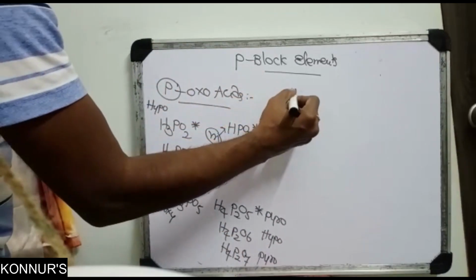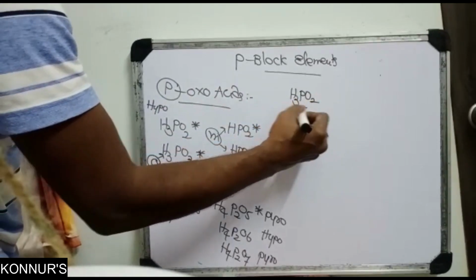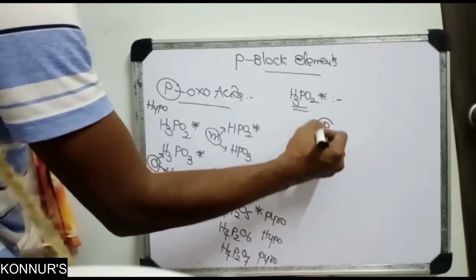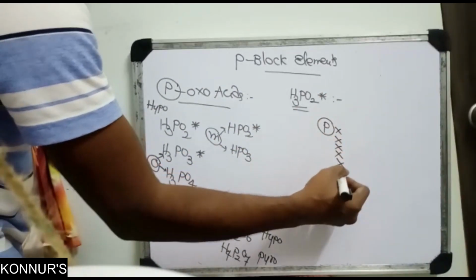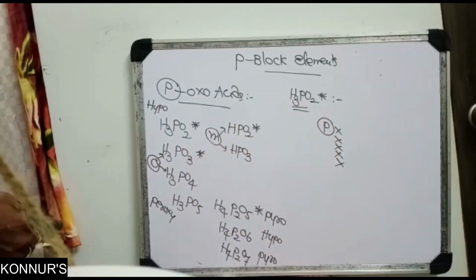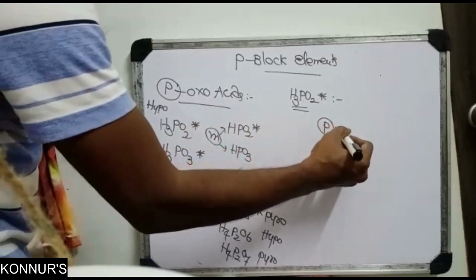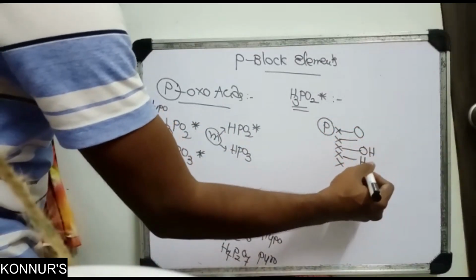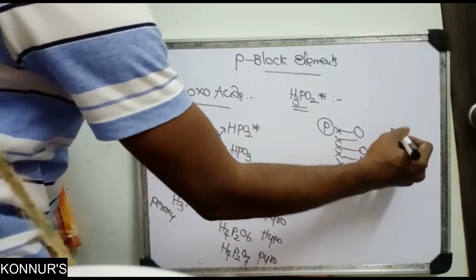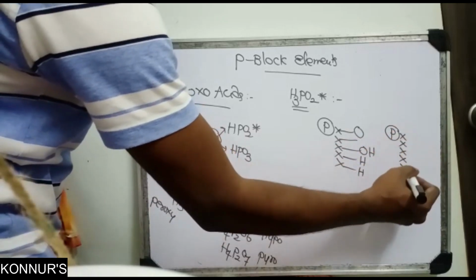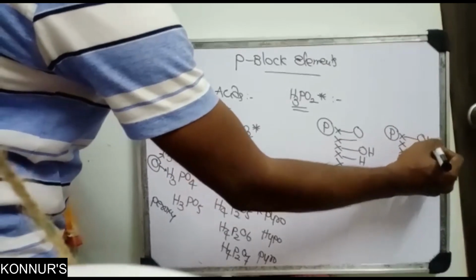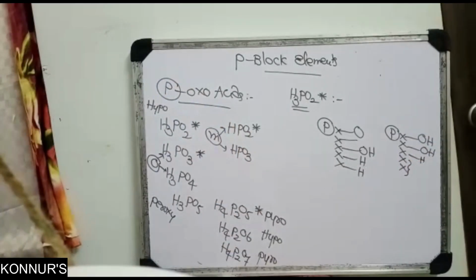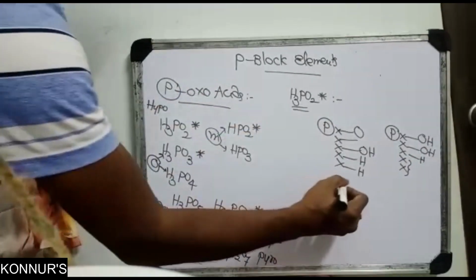If you look at the structures, H3PO2 is an 'ous' acid, so more than one structure is possible. Phosphorus 1, 2, 3, 4, 5. 'Ous' means at least one hydrogen is directly connected to the center. So one OH, two hydrogens. Otherwise, phosphorus with one OH, second OH, third. See, in the central atom all electrons are utilized, so that is why this one is stable.